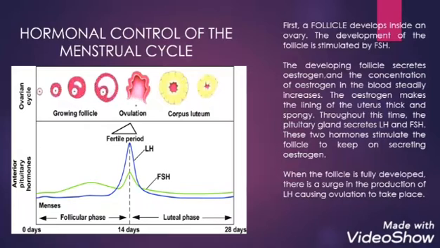When the follicle is fully developed, there is a surge in the production of LH, causing ovulation to take place. As you can see in the graph, there is a high concentration of LH during the ovulation period, or the fertility period, in which the ovary is ready to release an egg cell. The follicular phase happens during the first to the 13th day of the menstrual cycle, and the luteal phase happens during the 14th to the 28th day of the menstrual cycle.